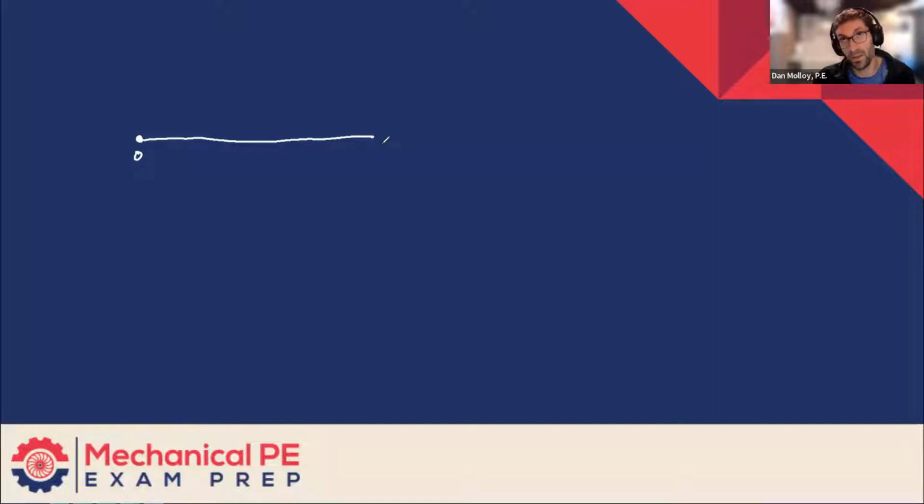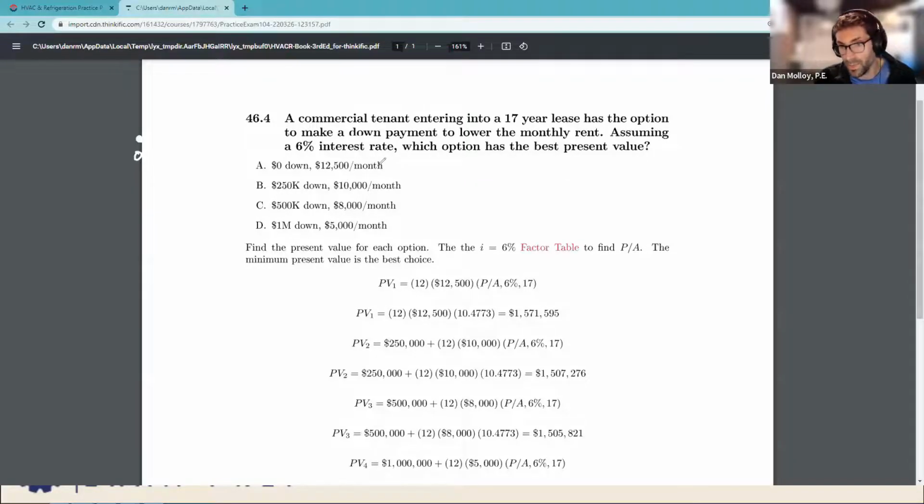So I'm going to make the simplifying assumption that the 12,500 monthly payment is an annual payment of 12 times that much, which isn't quite true. This will introduce a bit of error into our problem, but it's going to be close enough for us to make the comparison between these 4 options.